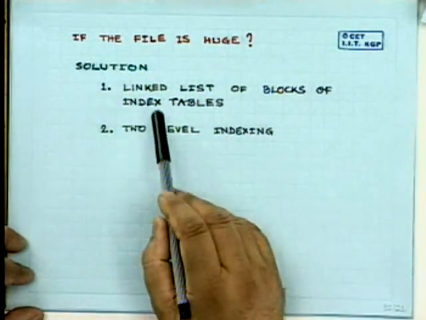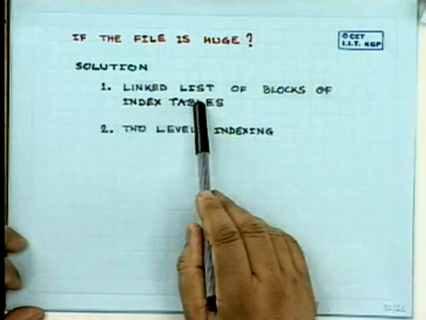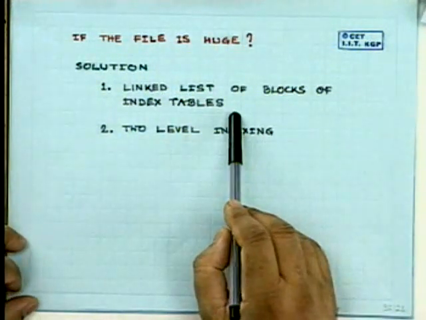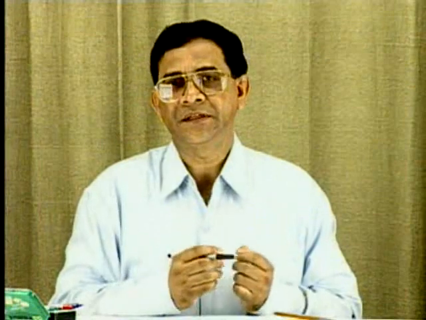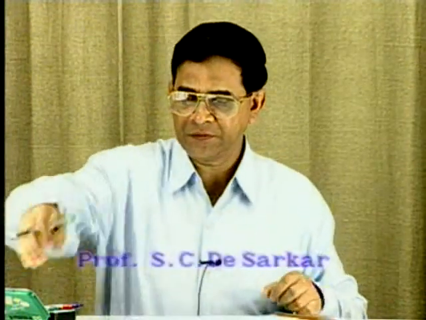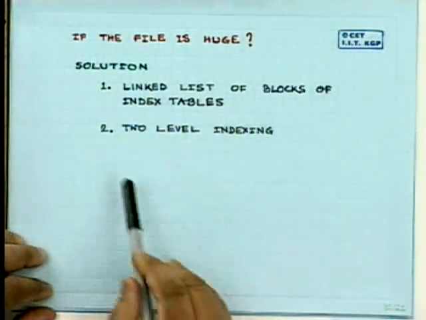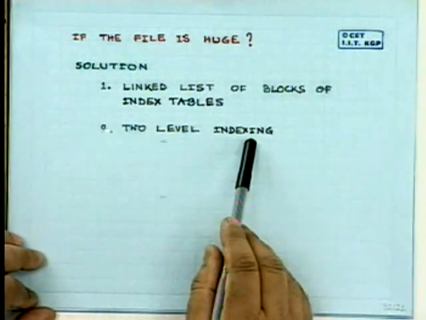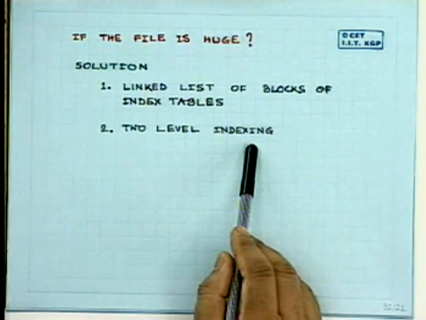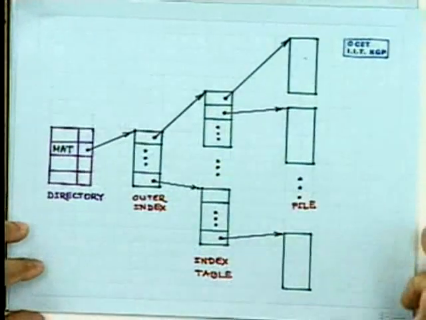Two things can be done. One is that we make a linked list of index blocks. That means there will be more than one index block like this, and they will be chained. This is one way that it can be solved. Another is that we use two-level indexing, as has been done in this diagram.